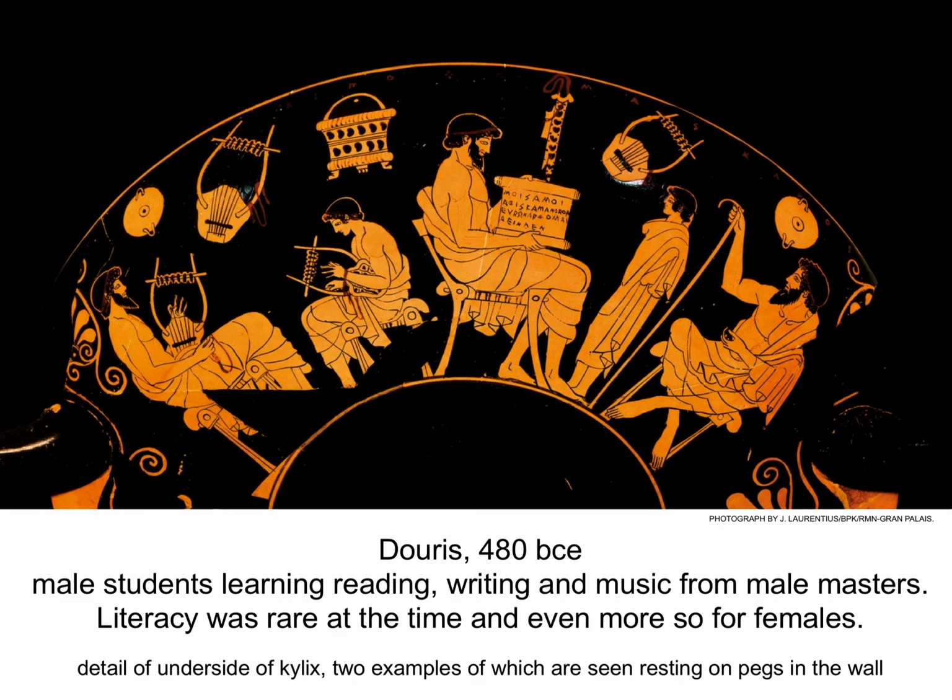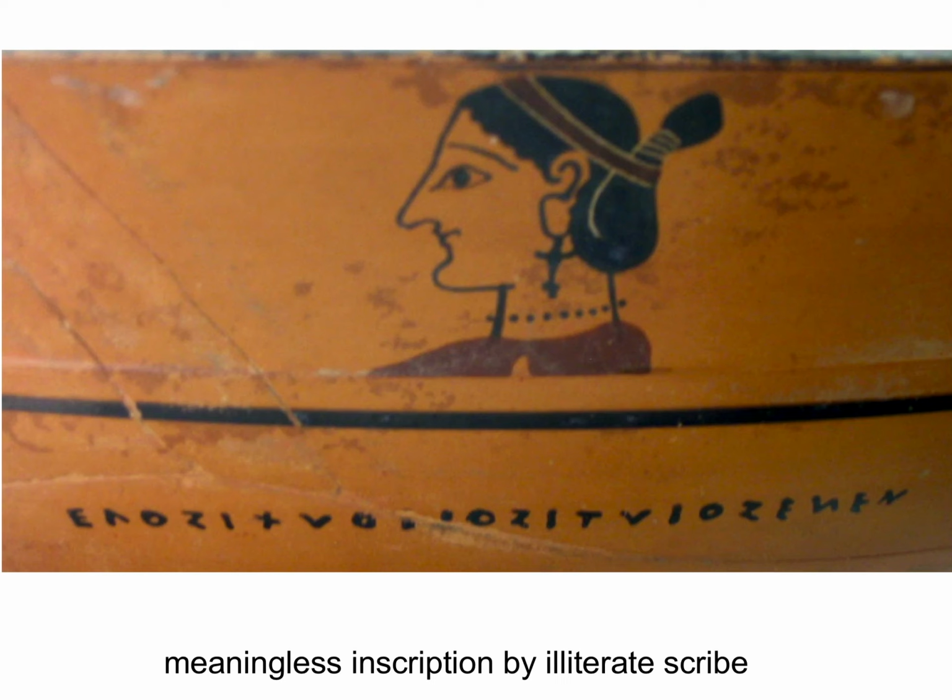This is the detail of the underside of a Kylix cup, two examples of which are seen resting on pegs in the wall. And sometimes we also find meaningless inscriptions by illiterate scribes. People did not always know how to write, but they would use written language to pretend they were literate, and this is such a meaningless inscription here.